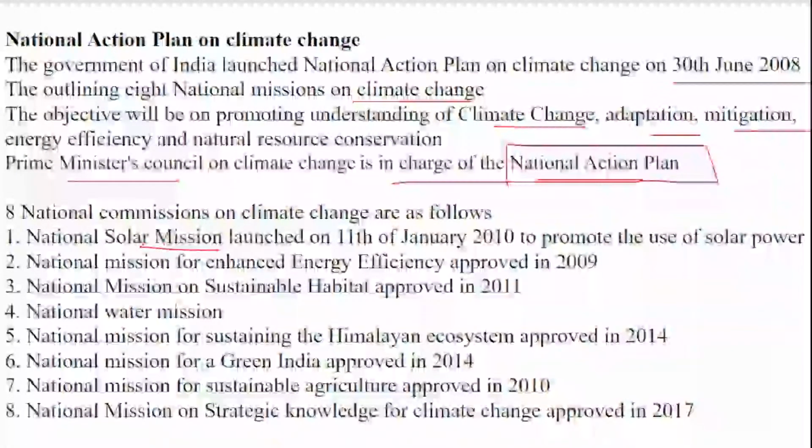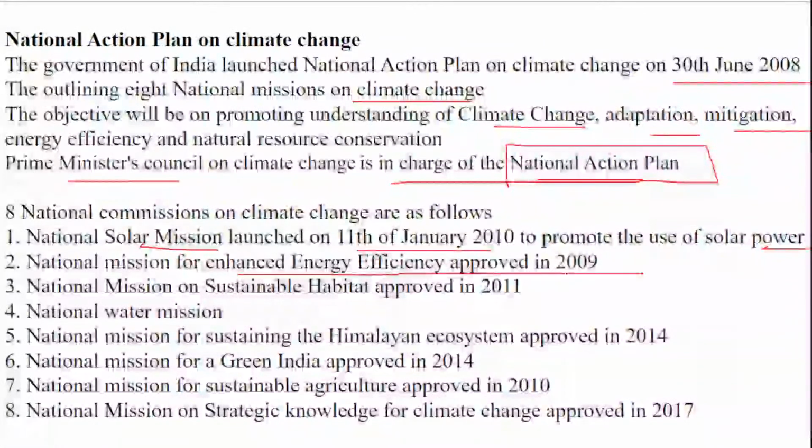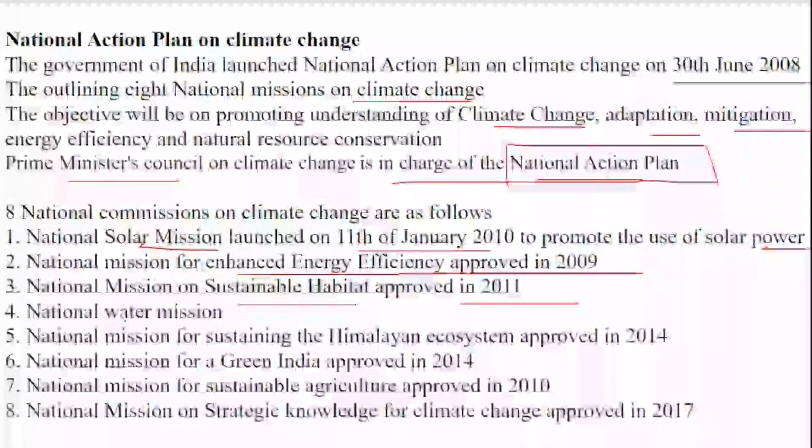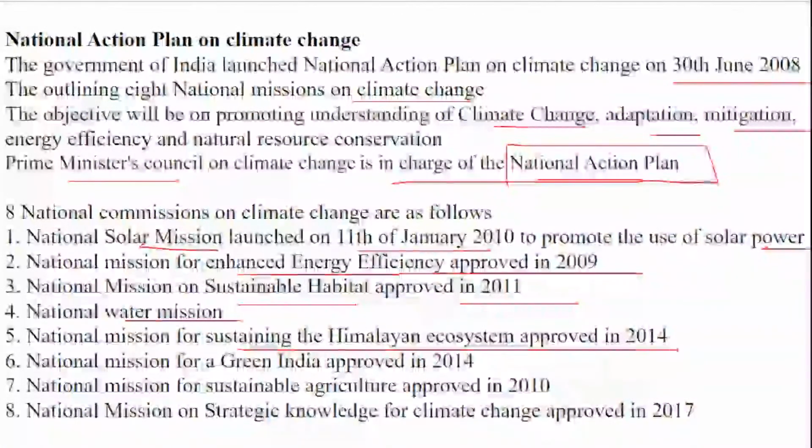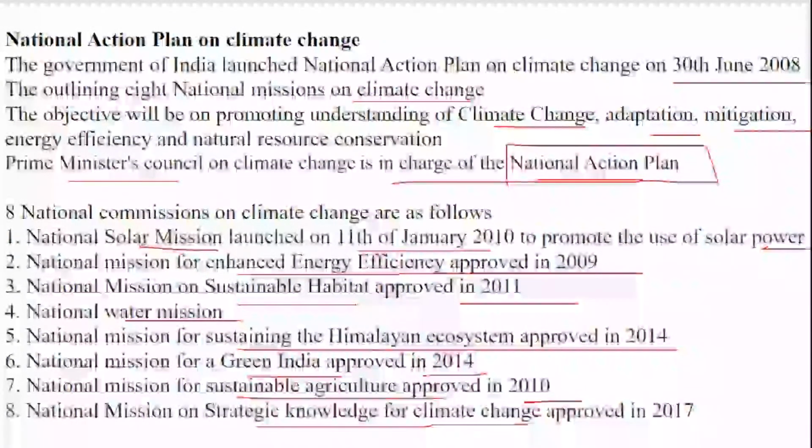So the solar mission was launched in January 2010 for use of solar power. Enhanced energy efficiency was approved in 2009. Sustainable habitat in 2012. Water mission is a continuous target. Himalayan sustaining ecosystem is in 2014. Green India is in 2014 again. Sustainable agriculture was in 2010, and strategic knowledge for climate change is 2017. So you should know them.